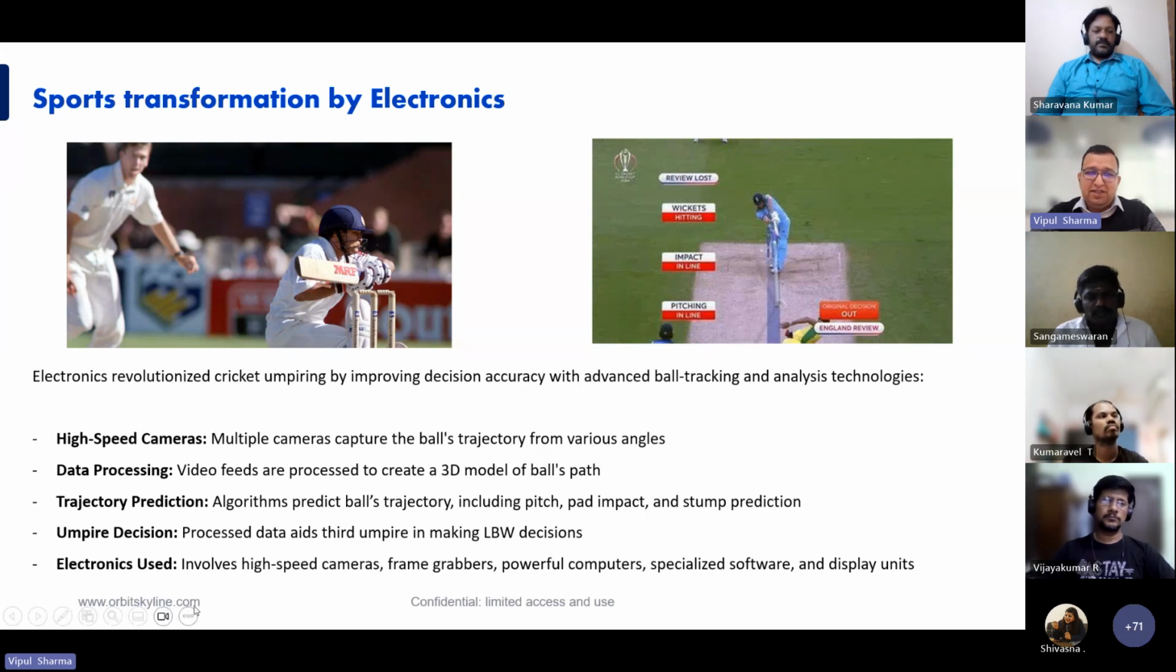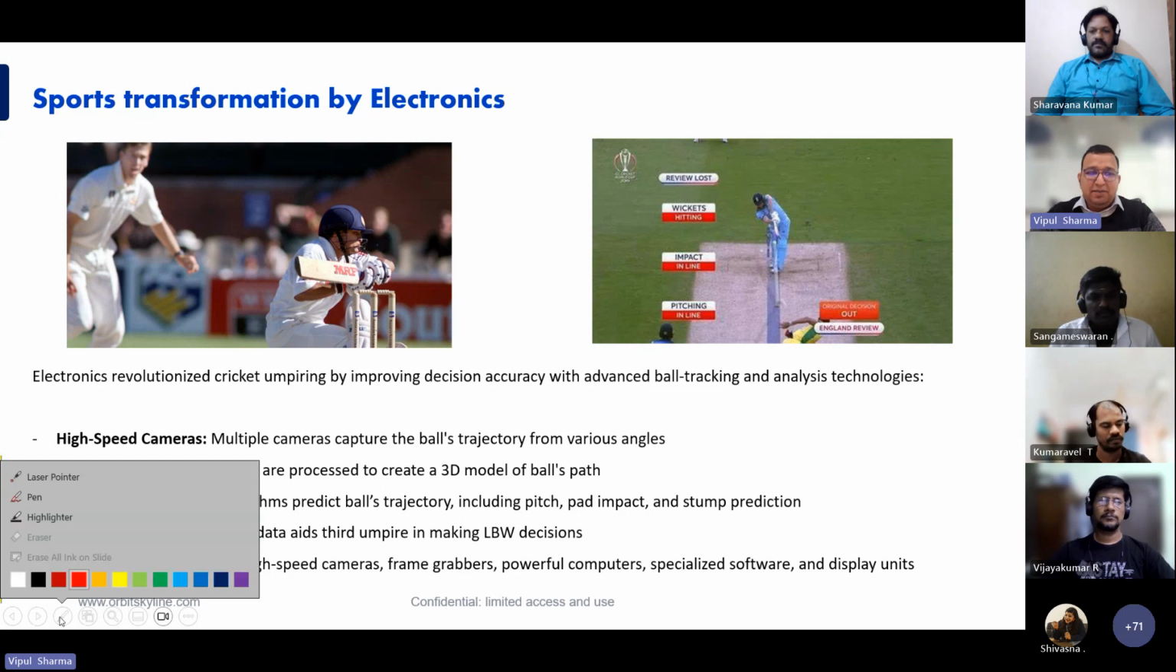So again, not to mention, all of this equipment is itself made up of semiconductors.